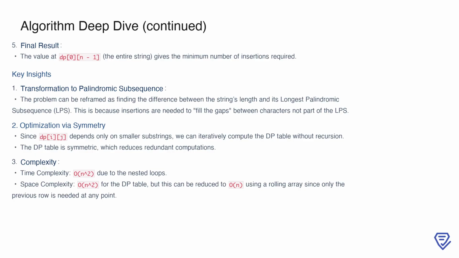This approach is rooted in the idea of transforming the problem into finding the longest palindromic subsequence, or LPS. The difference between the total length of the string and the LPS gives us the exact number of insertions required to fill the gaps between non-palindromic characters. Additionally, the symmetry of the DP table allows us to optimize the computation. Since each value in the table depends only on smaller substrings, we can iteratively fill the table without recursion.